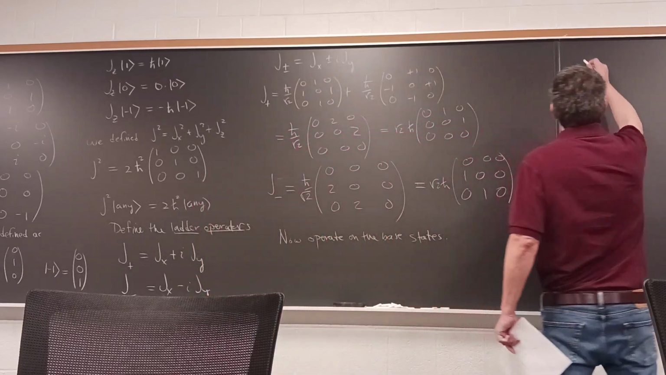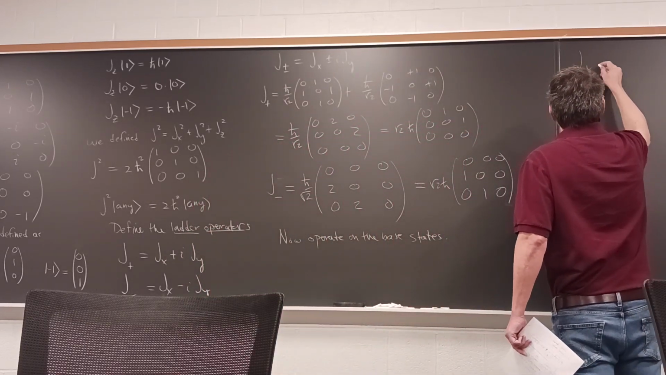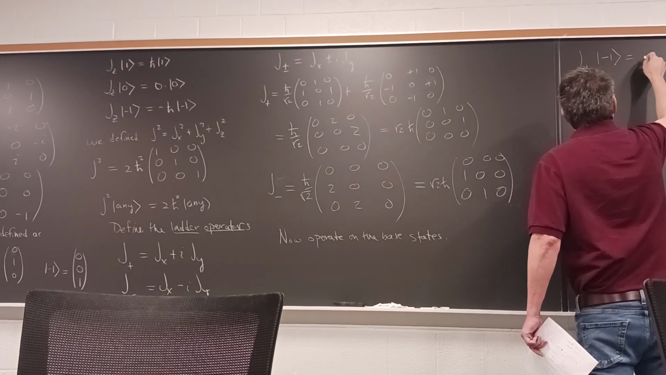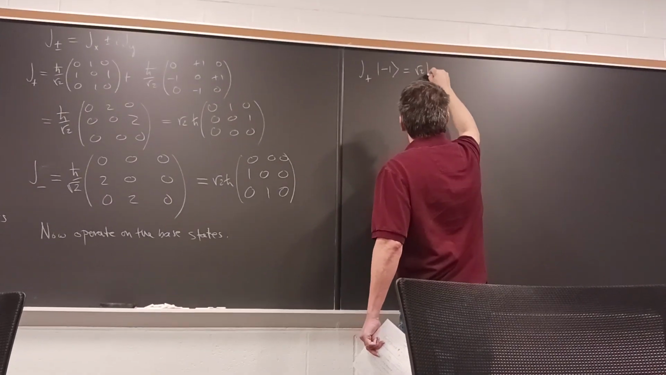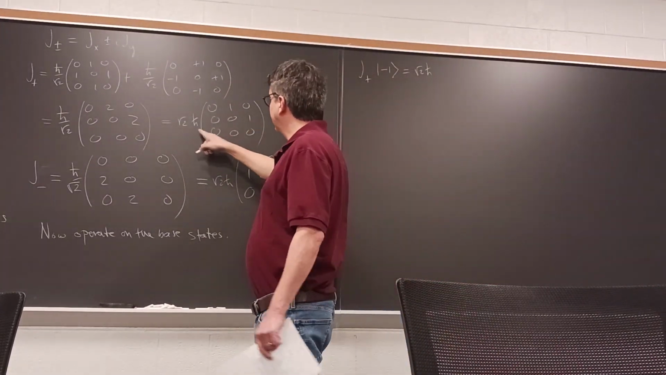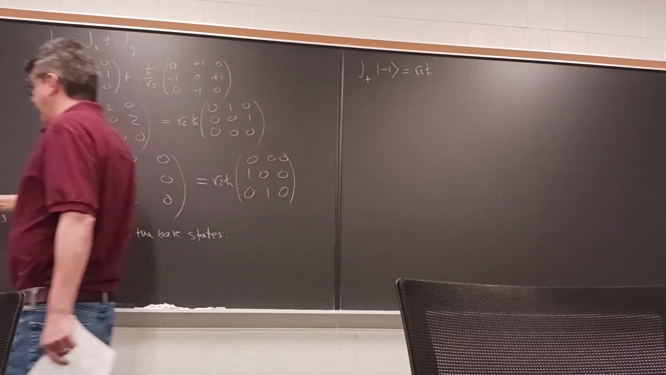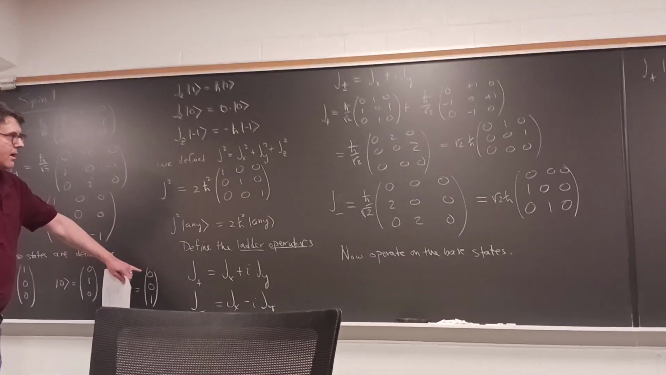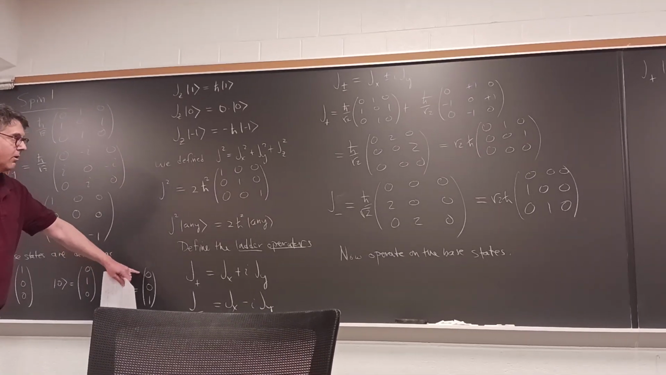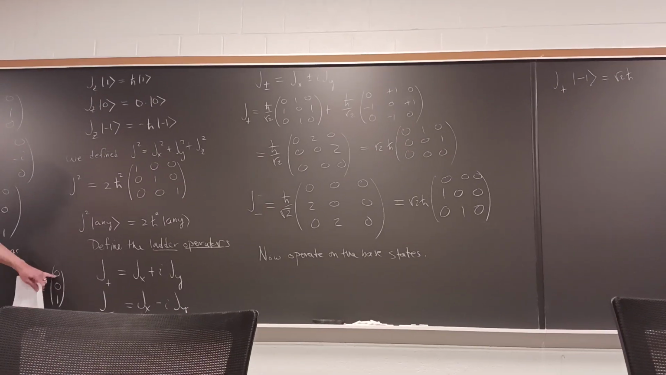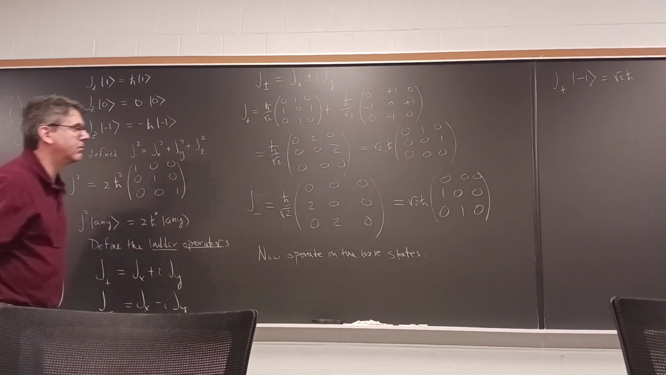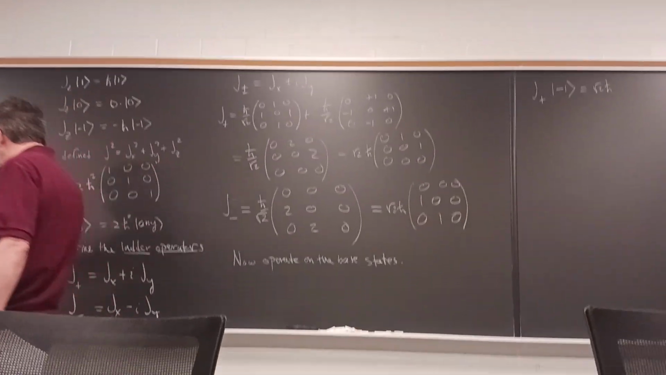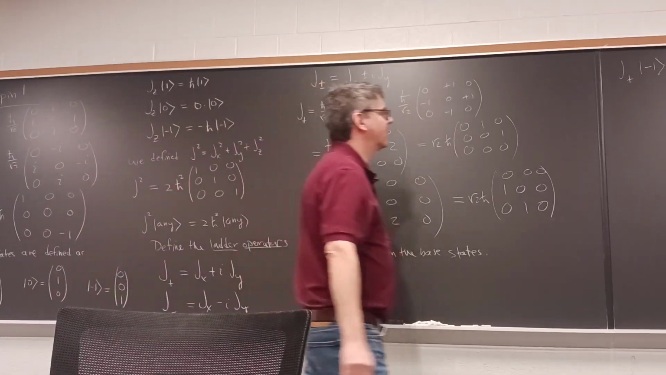Okay, so let's look at J plus operating on the state minus 1. So this will be the square root of 2 h bar, and now this matrix has to operate on this column vector. The top one will give me a 0. The second row will give me a 1, and then I'll get a 0. So this becomes 0, 1, 0, and it becomes the middle state.